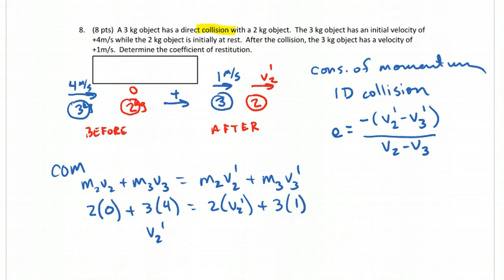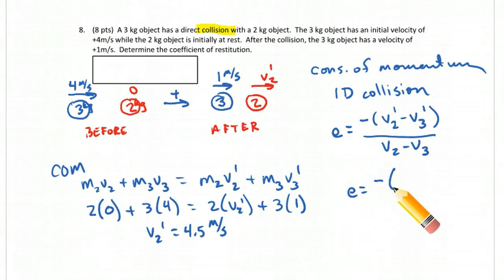Okay, so it looks like v2 prime, if I solve this, is going to be 12 minus 3 is 9 divided by 2, 4.5 meters per second. The lighter one takes off at 4.5 meters per second to the right, and then we can plug in our E equation.